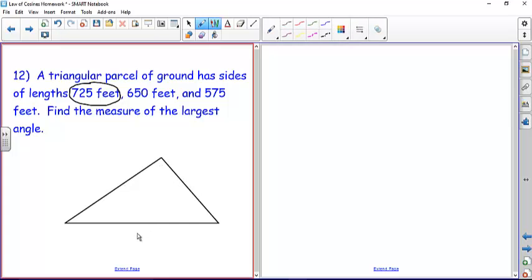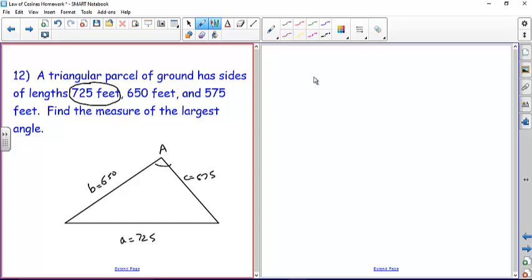It's really probably not a right angle, but I just wanted to make this the longest one. So this is 725. This would be 650. This would be 575. The largest angle would correspond to that. So we could call this angle A, we call this side A, call this B, call this C. We don't need to know what these other two angles are.